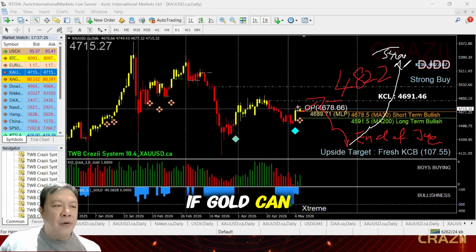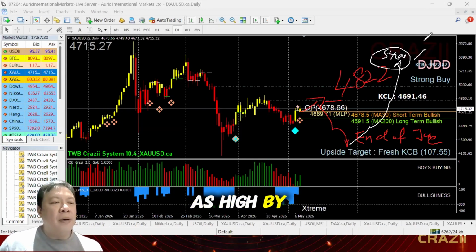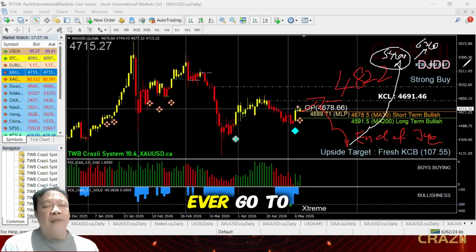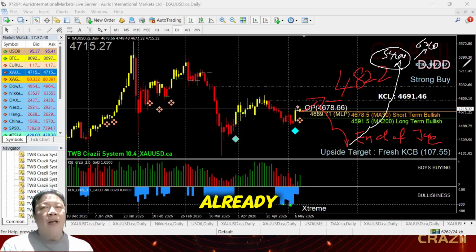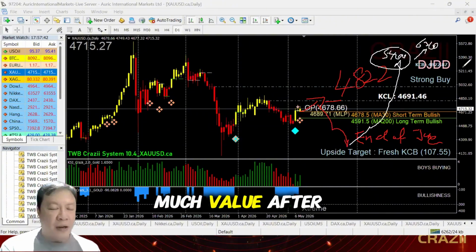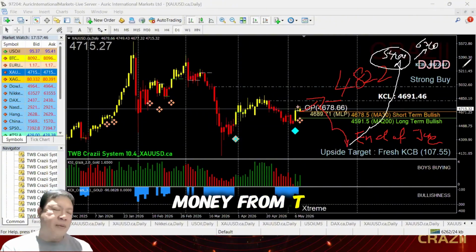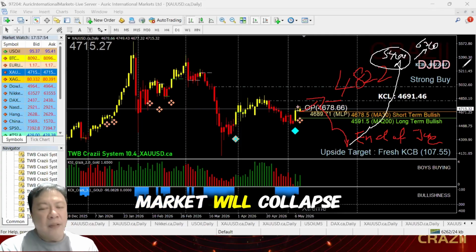And of course, if gold can stabilize above 5,400, gold can go as high as 6,200 by next year. Now, do understand this. If gold ever goes to 6,200, the dollar will be very useless already. That means the dollar literally has not much value after that. So you understand why the market is pumping in so much money from T-bills to basically hold the market. But once the market realizes that there is a cash flow issue, then the whole market will collapse.